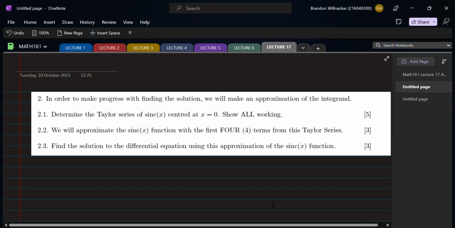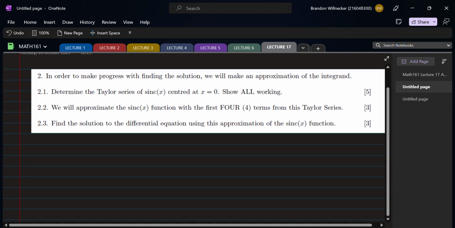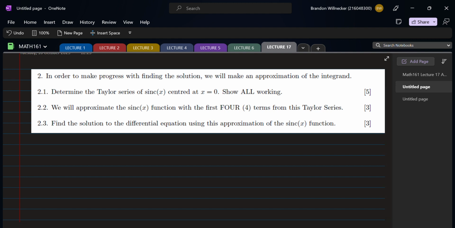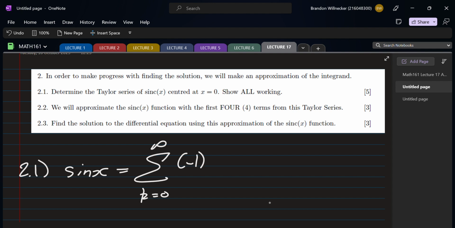Is that fine? Okay, so question 2, this was on the Taylor series part. So we've got the sinc function, and then if you follow these 3 steps, you get the approximation. So number 1, determine the Taylor series. So we know that sine x is given by the sum k equals 0 to infinity, minus 1 to the k over 2k plus 1 factorial, x to the 2k plus 1.